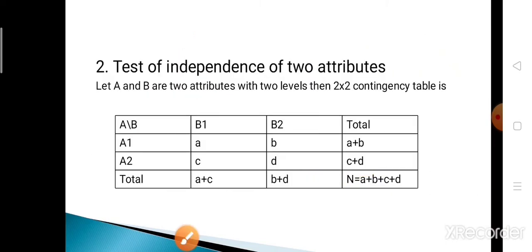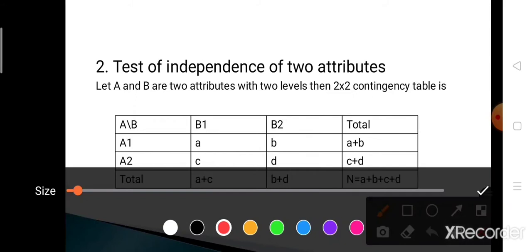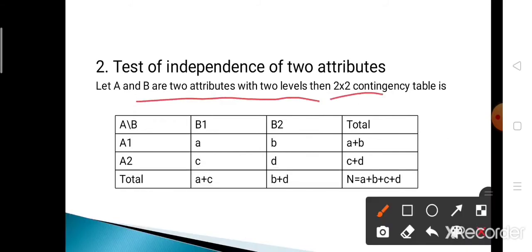Now the second test is the test of independence of two attributes. Let A and B be the two attributes with two levels, then the 2 by 2 contingency table is as follows. Here we are given the two attributes and their levels. For the B attribute, the labels are B1 and B2, and for the A attribute, there are two labels A1 and A2, and these are the cell values. For A1 B1 the value is a, for A1 B2 the value is b, for A2 B1 the value is c, and for A2 B2 the value is d.